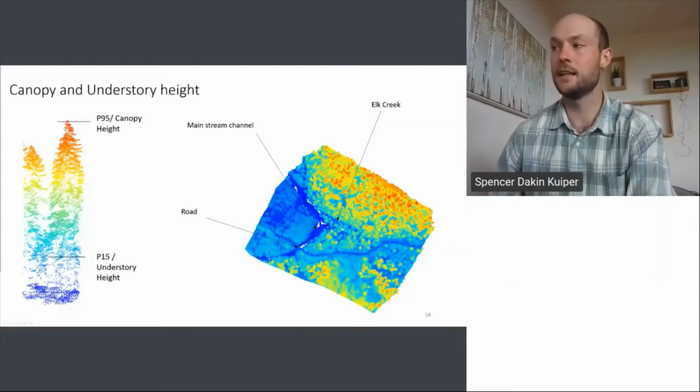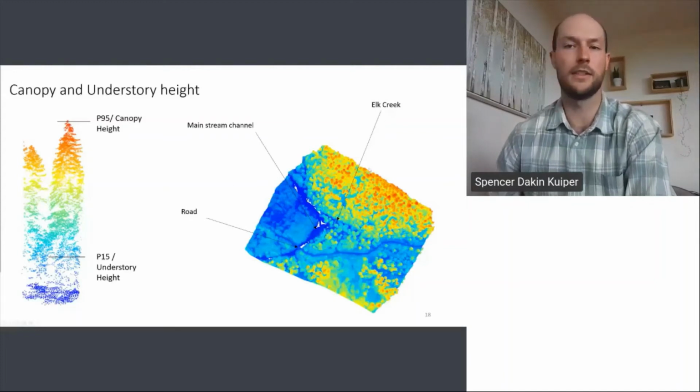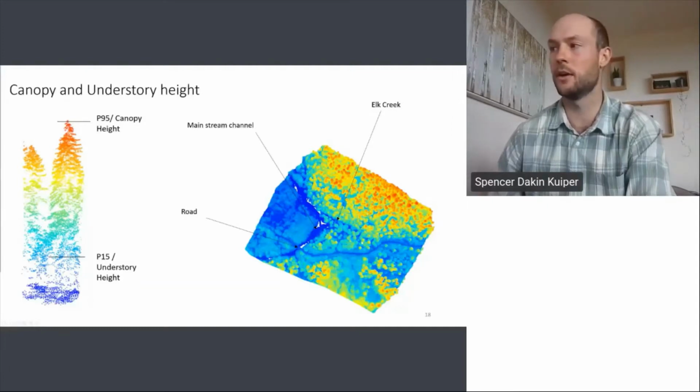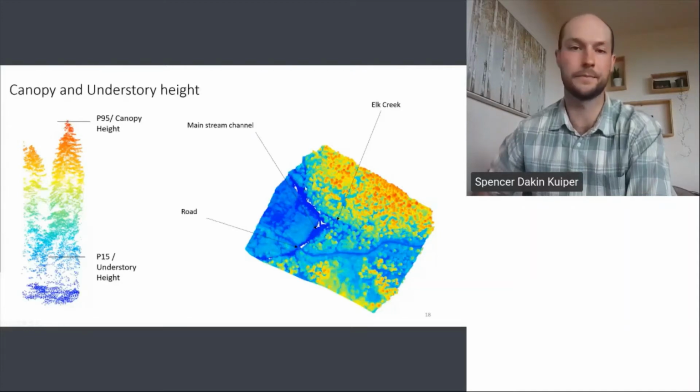On the right-hand side is Elk Creek. This is the stream that most of the upcoming figures are shown in. Elk Creek is a small tributary here. A road crosses it right along here with a little bridge. And then this is the main stem of the Namit River flowing through here.